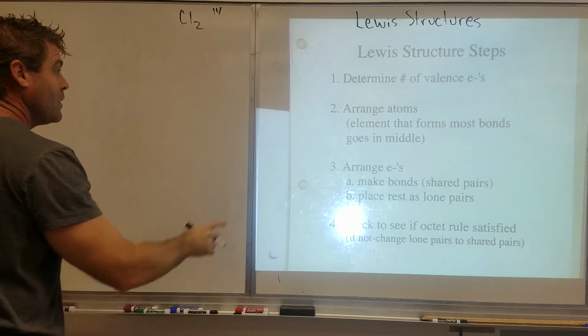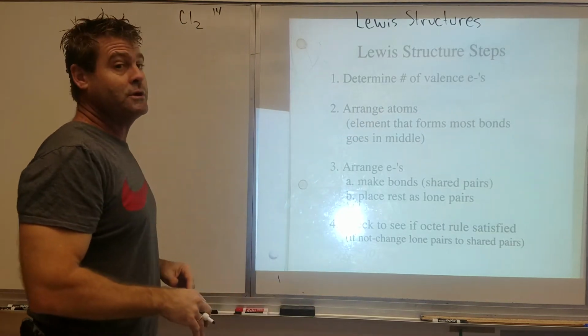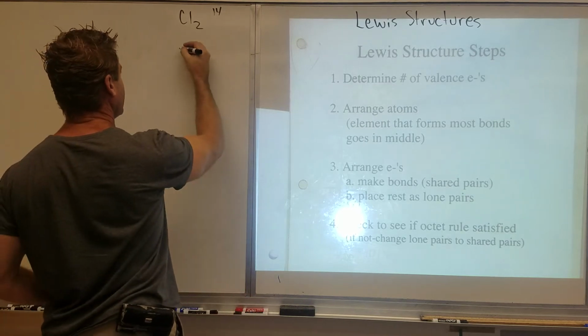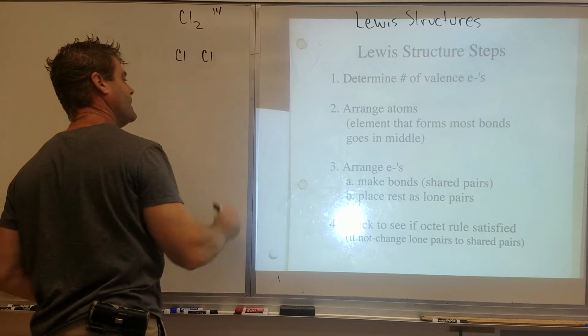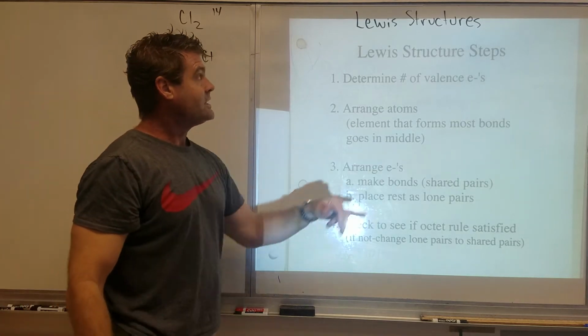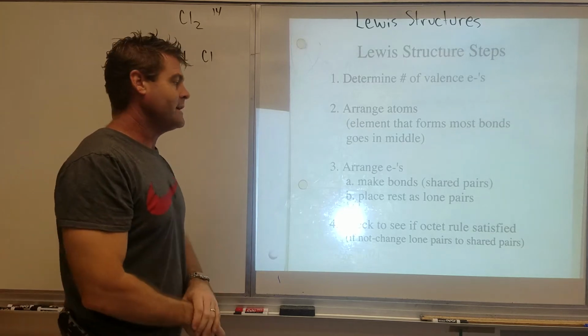Next thing it says, arrange the atoms. Elements that you expect to form the most bonds go in the middle. Well, this is pretty straightforward. There are only 2 atoms, so how would you put them? Wouldn't you just put them side by side? Okay. Now it says, arrange electrons. I have to figure out where those 14 valence electrons go. Remember, we're just showing the valence electrons.